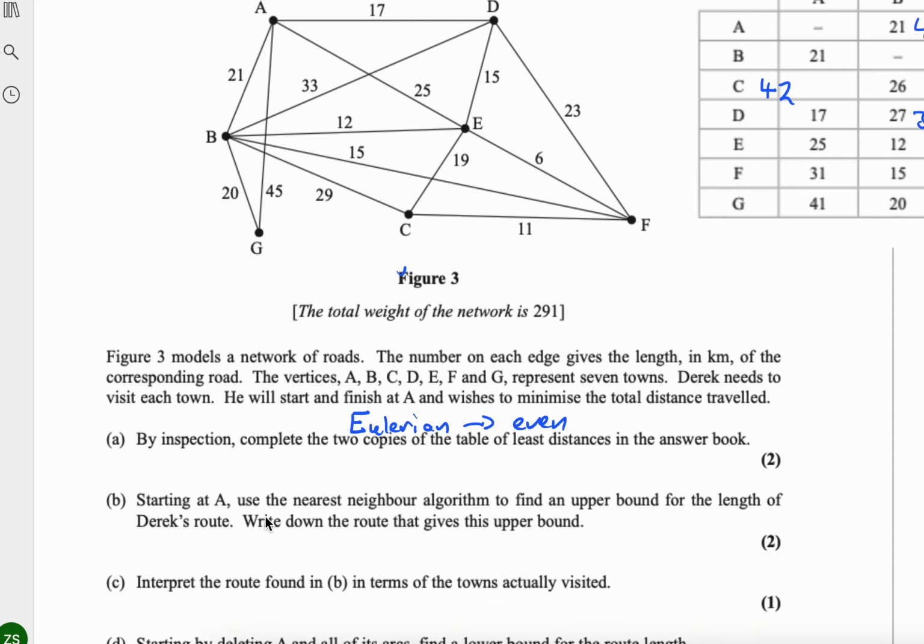By starting at A, use the nearest neighbor algorithm to find an upper bound for the length of Derek's route.